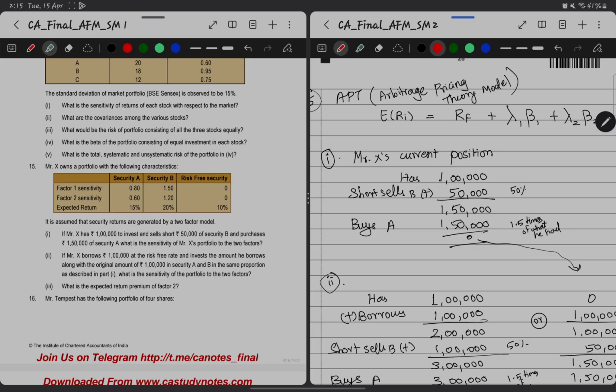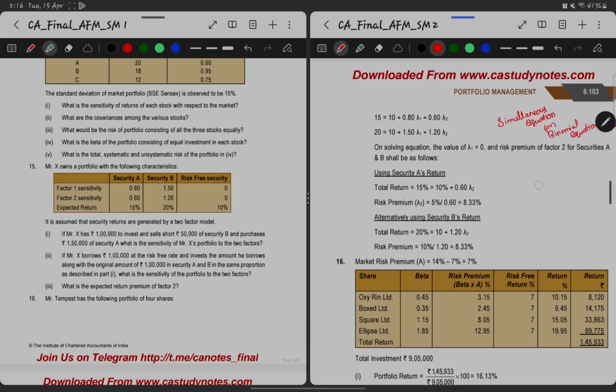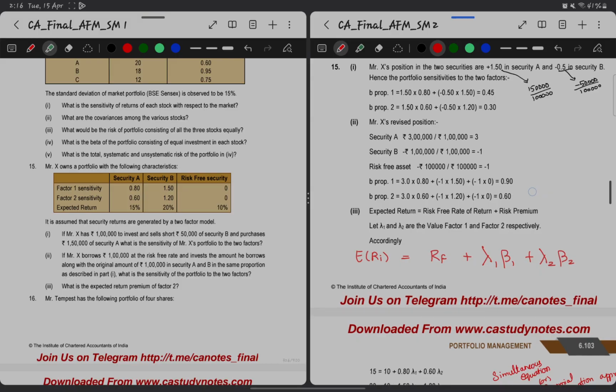So in this scenario they are asking what is the sensitivity of Mr. X's portfolio to the two factors. So using these weights we have to find out the sensitivity of the factors. As we can see, security B is minus 50,000 and security A is 1,50,000, totaling up 1 lakh, which is the money he has. Now that will be the weight also for the first scenario. So 1,50,000 divided by 1 lakh in security A and negative 50,000 by 1 lakh in security B.